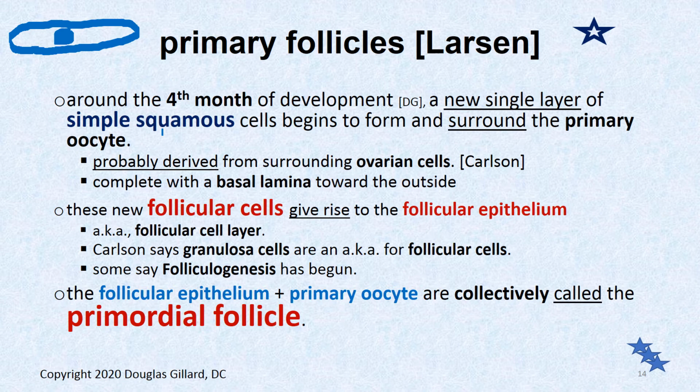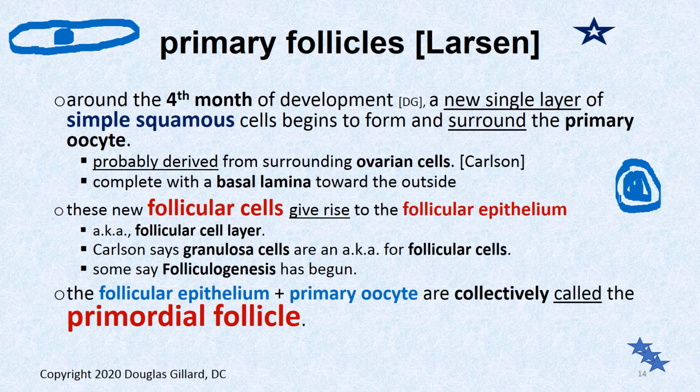So Carlson also calls them granulosa cells, and some of the other authors save that word until they become multi-layered. But you might hear granulosa cells. If they said granulosa cells, they would have to say there's a single layer around the primary oocyte. And so the primary oocyte could look like this. It's just a ring of flat cells around them. Simple as that. Those are our follicular cells, and now we have a follicular epithelium, complete with a basement membrane or basal lamina. So now we have a primary oocyte with a layer of epithelium around it.